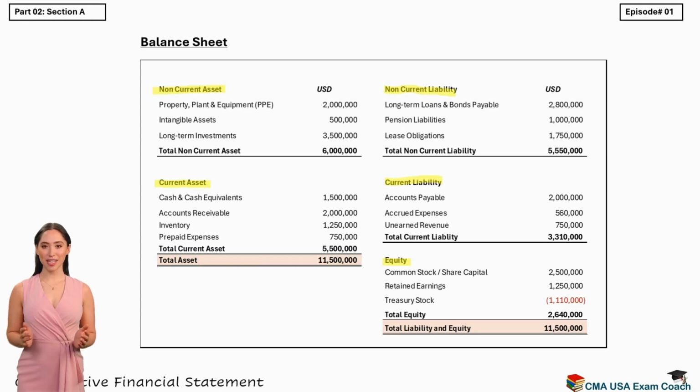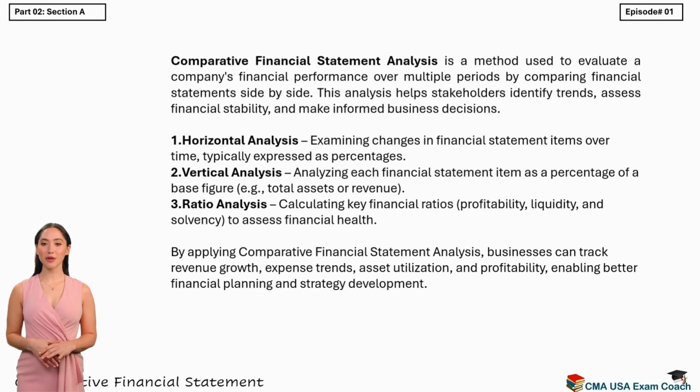Let's continue with comparative financial statement analysis. This method is used to evaluate a company's financial performance over multiple periods by comparing financial statements side by side. It helps stakeholders identify trends, assess financial stability, and make well-informed business decisions. There are several key methods to analyze financial statements, including ratio analysis, evaluating financial health using key financial ratios; horizontal analysis, comparing financial data over different periods to identify growth or decline; vertical analysis, analyzing financial statements by expressing each item as a percentage of a base figure. By applying these techniques, businesses can gain valuable insights into their financial position and performance trends.